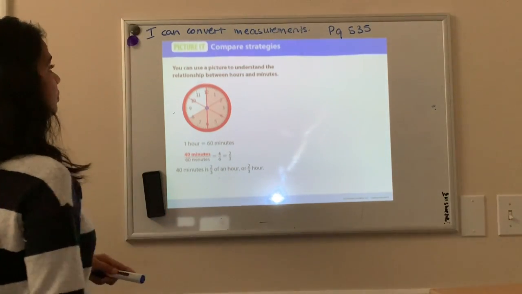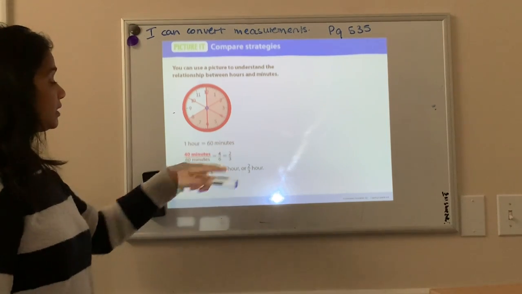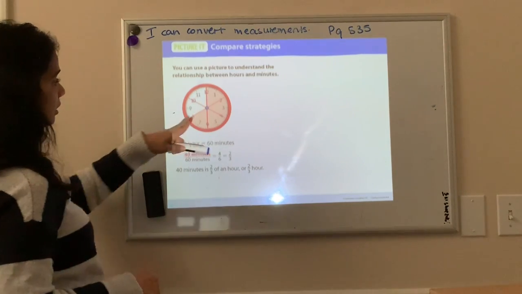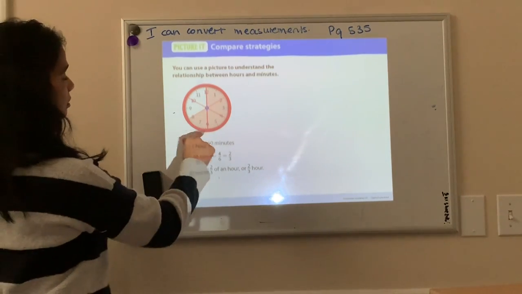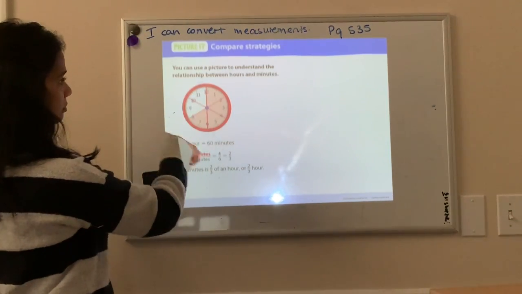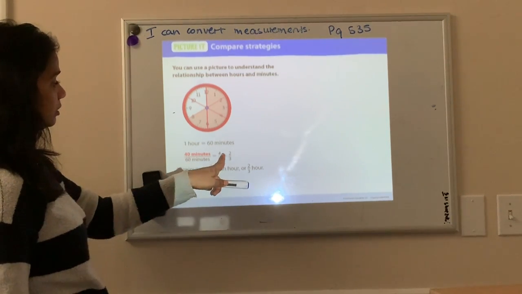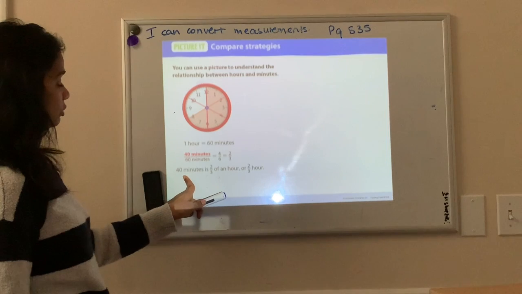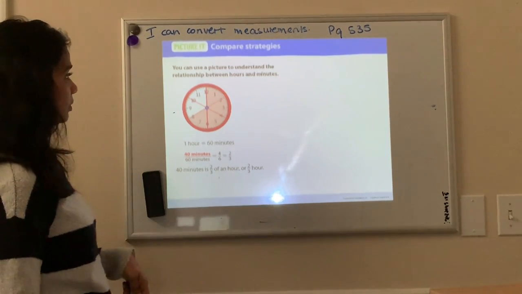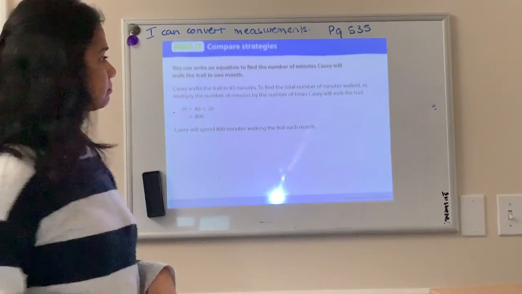Okay, you can use a picture to understand the relationship between hours and minutes. 1 hour is equal to 60 minutes, and we know why, right? 1 hour is every time our hand makes a whole round, a whole rotation. Okay, 40 minutes over 60 minutes is equal to 4 over 6, which is equal to 2/3. So 40 minutes is 2/3 of an hour, or 2/3 hour. All right, we get that, right? You guys can tell time.